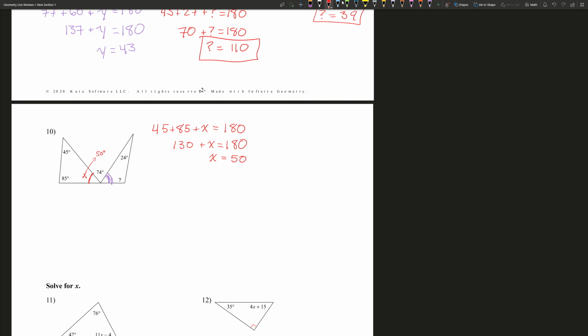So then we have a 50-degree angle, a 74-degree angle, and some unknown angle. But all three of these angles add up to form a straight line, which is also equal to 180. So 50 plus 74 plus, we'll call this angle y, is going to equal 180. So 124 plus our unknown is equal to 180. So our unknown is equal to 56.